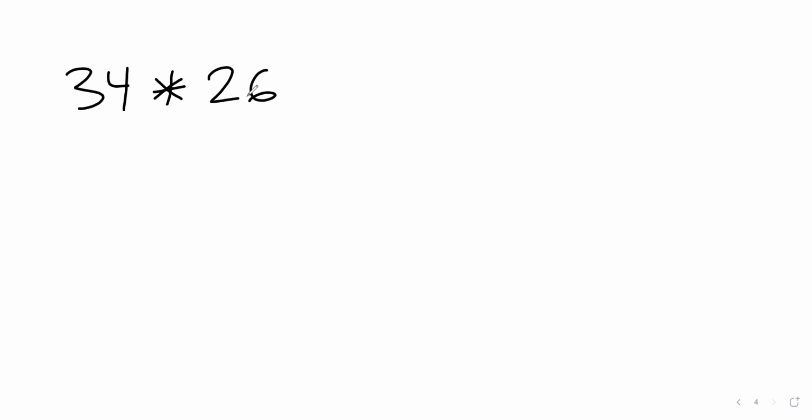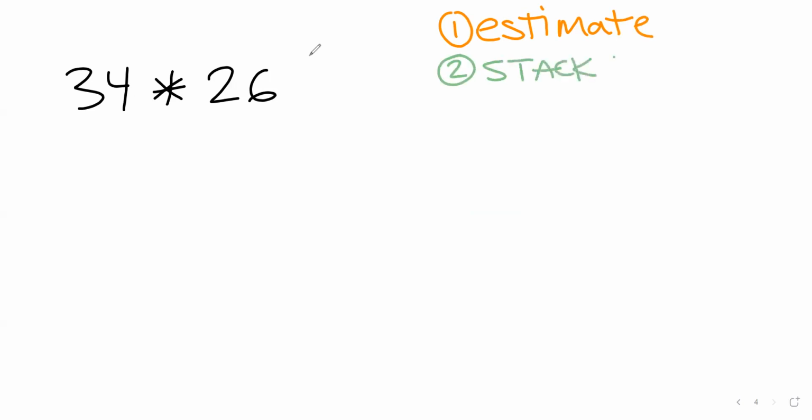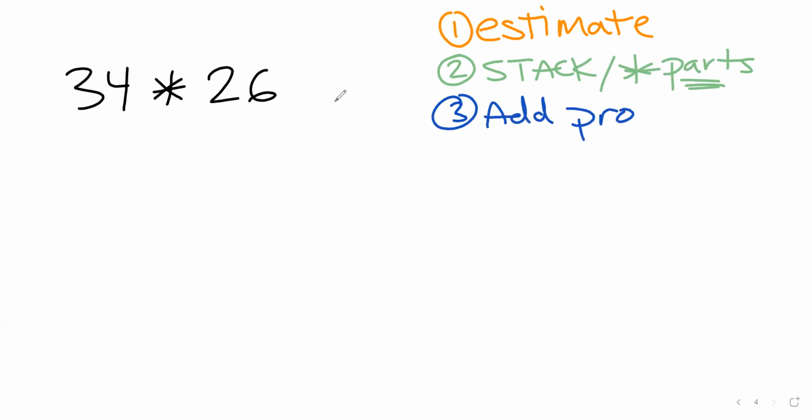Well, here you go. This is what happens when we have 2-digit by 2-digit. Now, the cool thing is the steps don't change. I shouldn't say rules because they're not rules, they're just steps. So we're going to estimate. After we estimate, we're going to stack. And then we're going to multiply the parts. And again, remember, those parts are the place values. Then we are going to add our products, and that's going to get us our final answer.